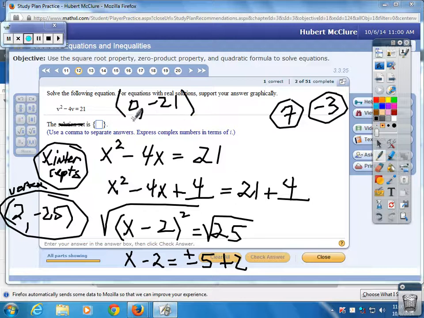Negative 21. So, graph it. That's going to be 0, negative 21. That's your y-intercept. And 2, negative 25 is the vertex. C is always your vertical shift. The x-intercepts are 7 and negative 3.